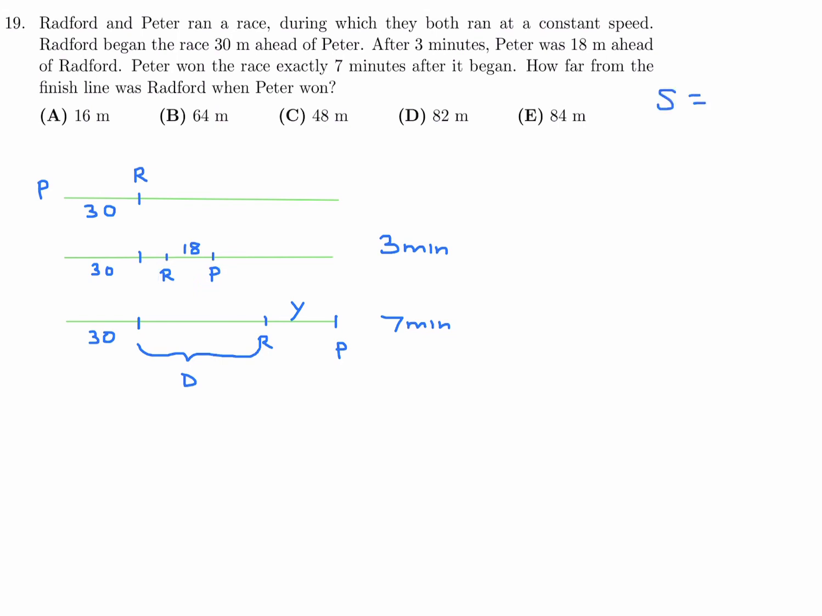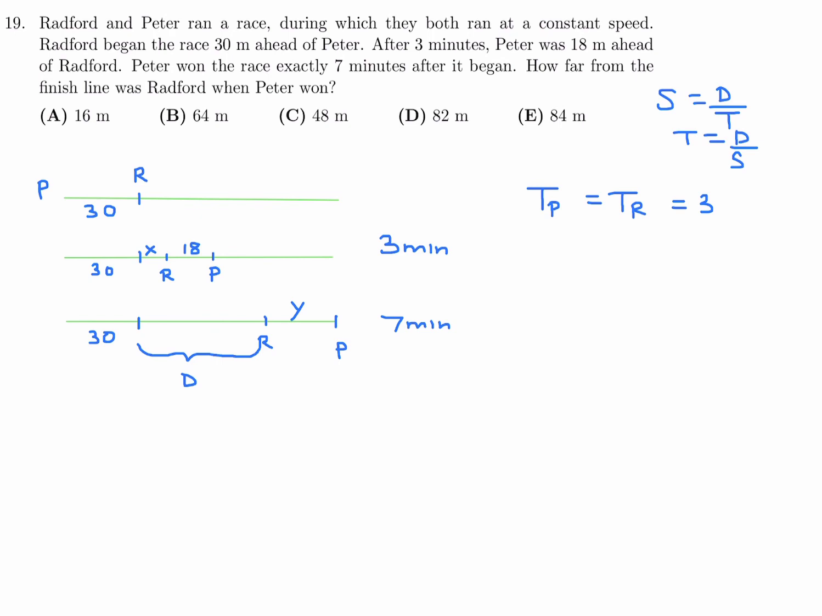So speed is equal to distance over time, and time is equal to distance over speed. So the time for Peter is equal to the time for Radford when they are both in those spots, and that is at 3 minutes. So using this formula right here, what is the TP? It would be the distance. So for Peter, it'd be all the way from the beginning. So we actually haven't labeled this, so I'll label that X.